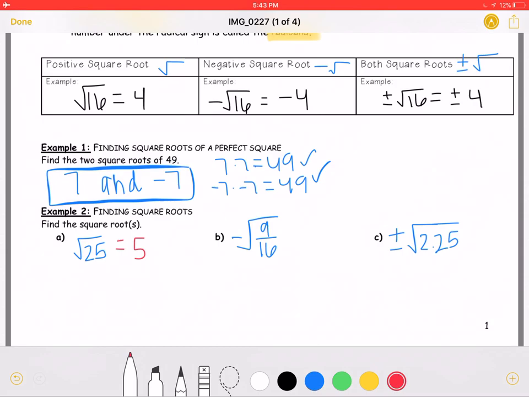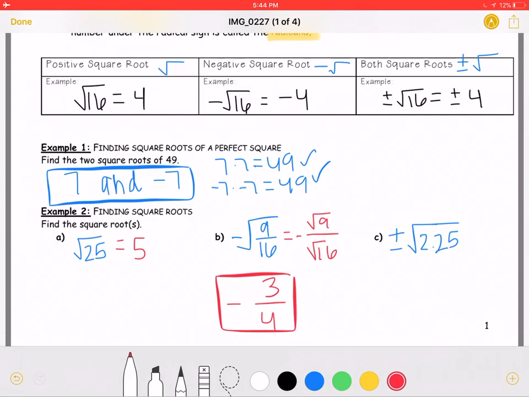I have the negative square root of 9/16. When there's a fraction underneath your radical sign, you're allowed to break up the square root to the numerator and the denominator. So I can rewrite it as the square root of 9 over the square root of 16. Because I know the square root of 9 and the square root of 16 individually. They're perfect squares. So the square root of 9 is 3. The square root of 16 is 4. So my answer is negative 3/4.